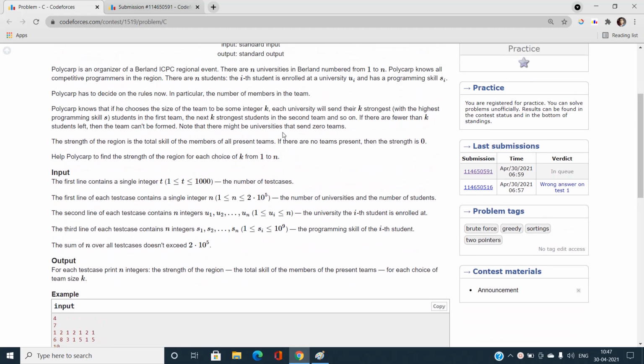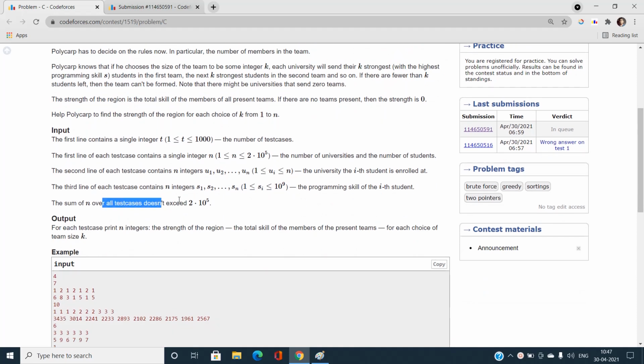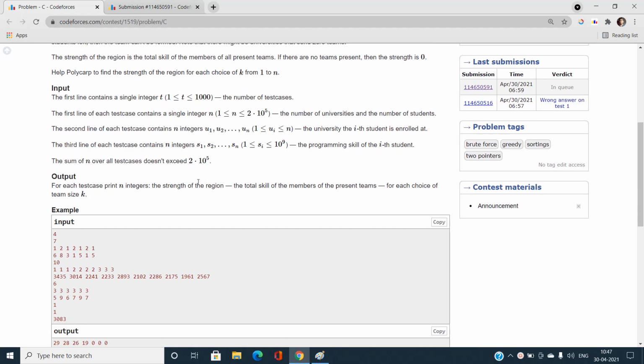Multiple test cases will be given. n is up to 2 times 10^5, U_i is up to n, and programming skills are at most 10^9, which also plays an important role. For every test case we have to solve, so I must think of an O(n log n) solution, or an O(n) solution if possible. We cannot solve this problem in O(n^2) time. For every k we have to print the total sum, the strength of the region.